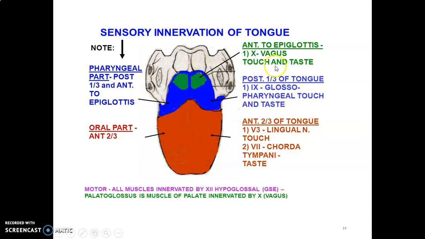Then the root of the tongue, both special and general, are from vagus. Okay, so it's only the anterior two-thirds that's different. Taste is by chorda tympani of facial, and pain and temperature is by lingual from mandibular of trigeminal.